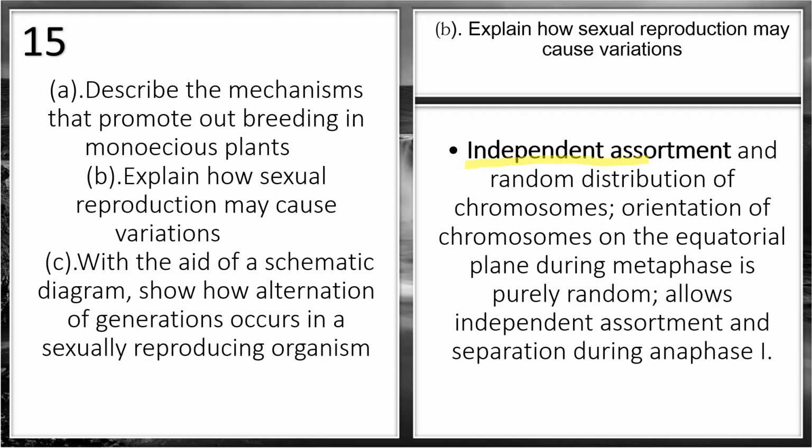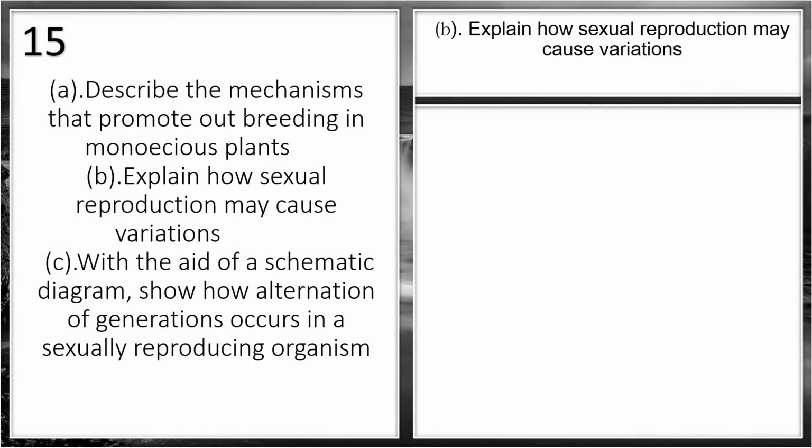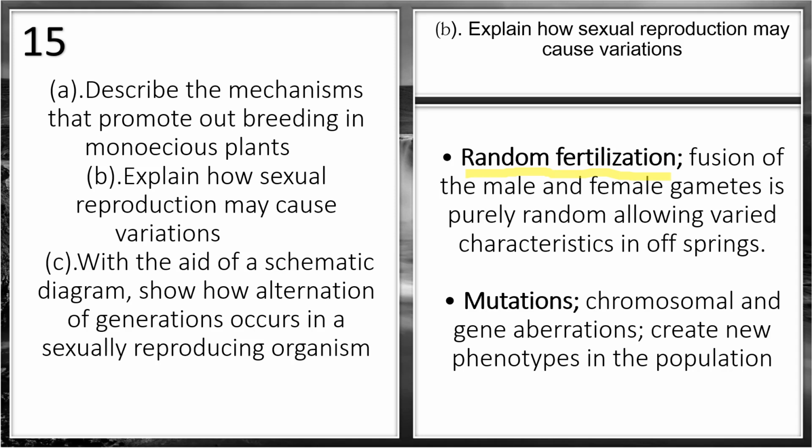We have independent assortment and random distribution of chromosomes. The orientation of the chromosomes on the equatorial plane during metaphase is purely random, which allows independent assortment and separation during anaphase. Random fertilization. The fusion of the male and the female gamete is purely random, allowing varied characteristics in the offspring.